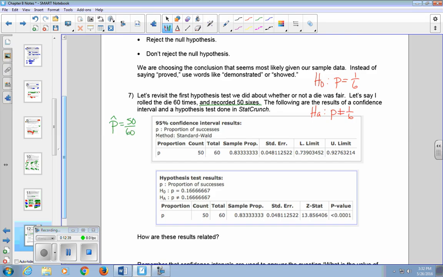Looking at these results from StatCrunch, the first thing I want you to notice is we've got our count here, 50 out of 60, which gives you P hat right there. It gives you the standard error, so you can confirm this if you'd like. And then it gives us the upper and lower limits of our confidence interval. So our confidence interval goes from here to here, and that confidence interval is giving us some plausible values of the proportion of sixes we could expect from this die.